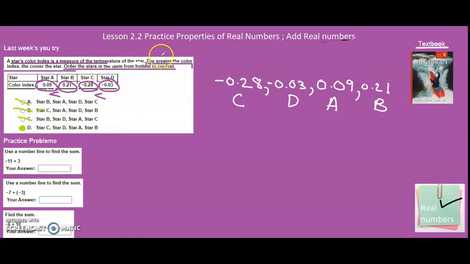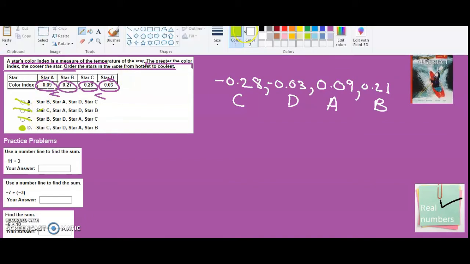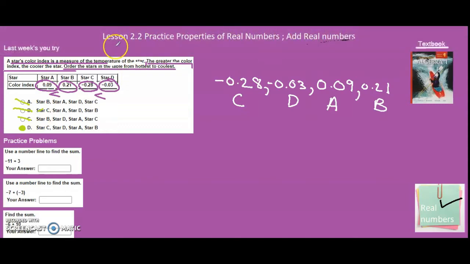Now that we went through last week's U-Try problem and you got the answer for it, let's do the actual problems for the lesson we're learning today, which is adding real numbers. Let's start with the first question and read it below. The first question states, use a number line to find the sum.